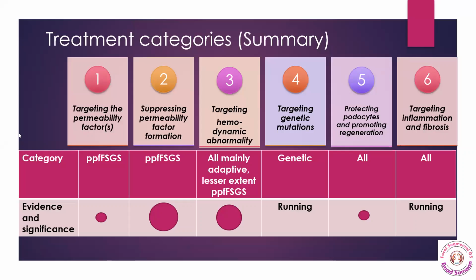If you revise the categories used and the evidence and significance, you will find that targeting and suppressing the permeability factor is for the permeability factor induced form. Targeting hemodynamics is mainly for the adaptive form and to a certain extent the permeability factor form, and genetic, and those for all. But for the evidence, we don't have evidence here except for rituximab in post-transplant. Here is the most weighted evidence, here lesser evidence, here running, and here there's no evidence yet. Again, rituximab in post-transplant, and here is running. This is a summary of what I presented last time.